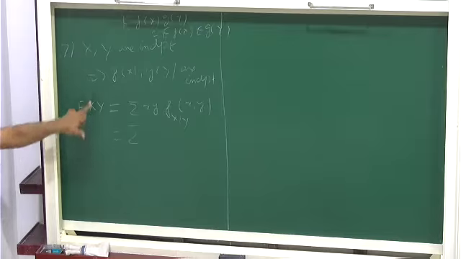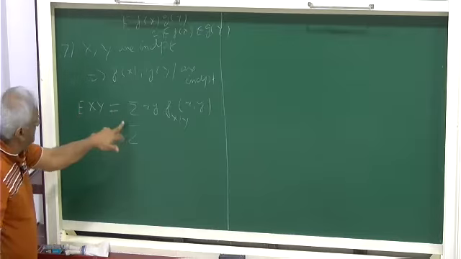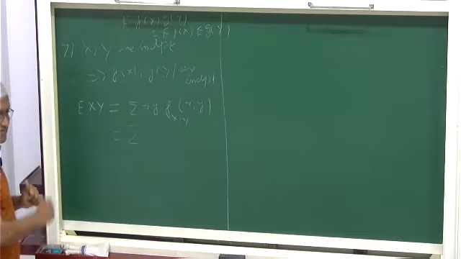The other way, I am only proving this way. To prove this way, it's enough to prove this. For the other way, I will prove it there.